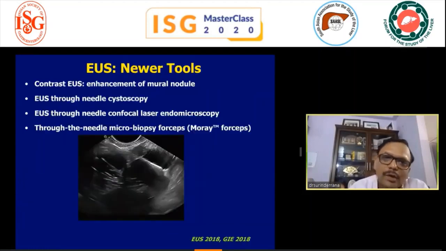So hence, there are a lot of efforts to develop newer tools. Contrast EUS, where you look at the enhancement of the mural nodule. If it has got a patchy enhancement, it is a fairly specific marker for a malignant or potentially malignant cyst. But again, it is not 100% specific. Then there are EUS through-the-needle cystoscopy and confocal laser endomicroscopy. The initial results were encouraging, but it's very costly equipment. And then again, the results of the subsequent studies are not so encouraging.